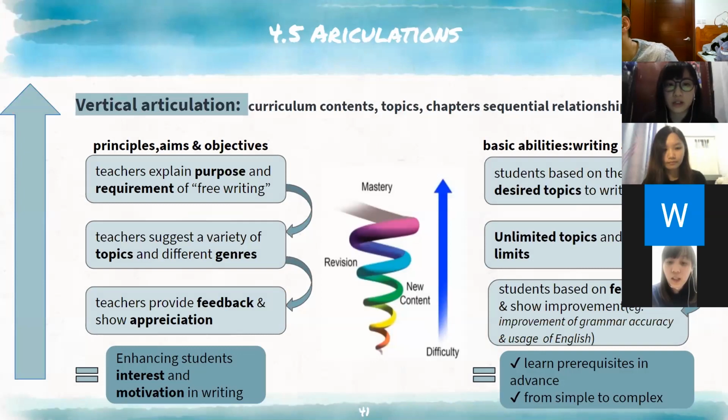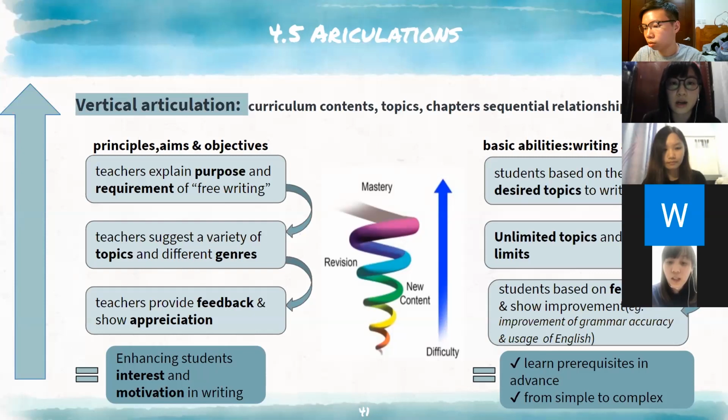Vertical articulation illustrates the relationship between curriculum contents, topics, or sequence. For the principles, aims, and objectives, teachers took the initiative to explain the purpose and requirements of free writing, then suggested a variety of topics and genres and provided feedback, which helps enhance students' interest and motivation in writing. For writing abilities, the learning sequence is as follows. Learn prerequisites in advance and go from simple to complex.